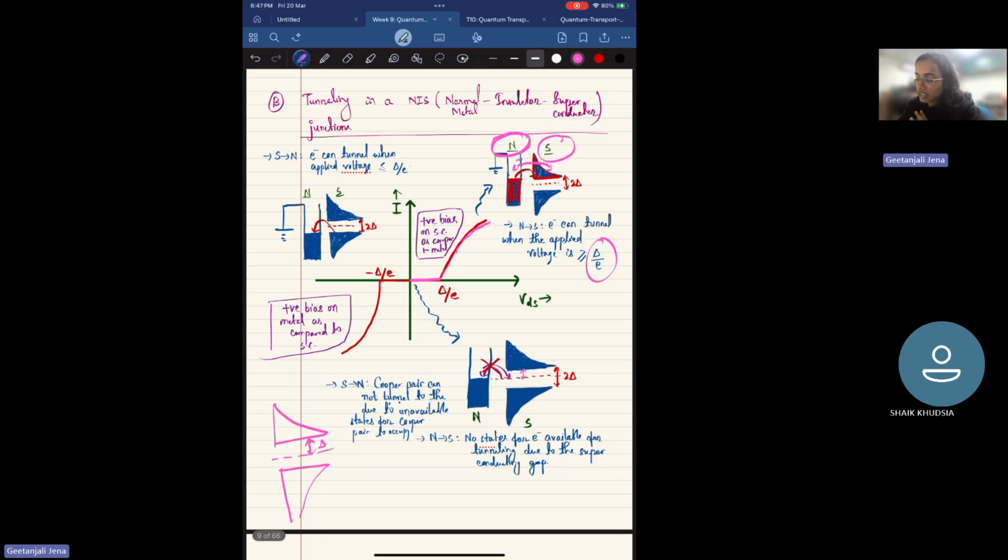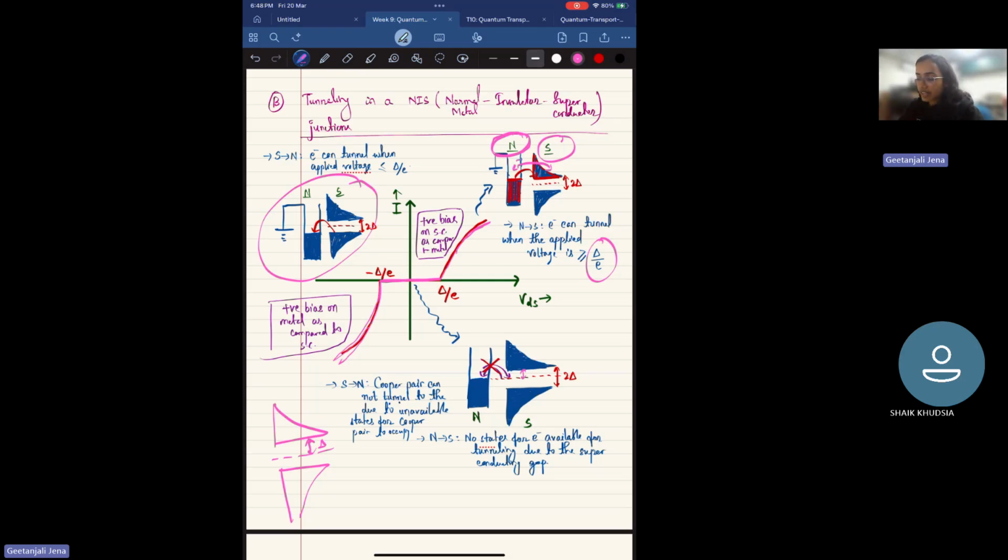Similarly, we can see the same situation for the opposite case. For the opposite case also, we apply positive voltage to the metal side and negative voltage to the superconducting side. And if you apply a voltage of delta by e, then it's possible to see the current. But below delta by e, the current is completely zero because of the superconducting gap.